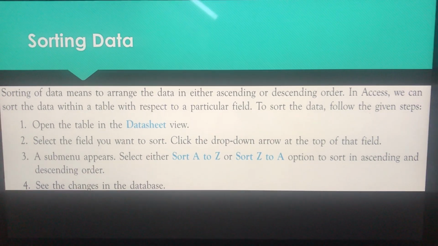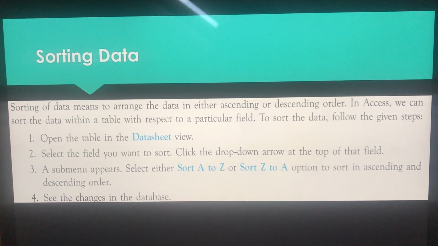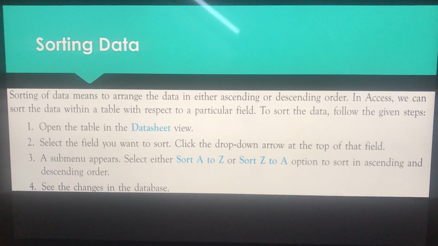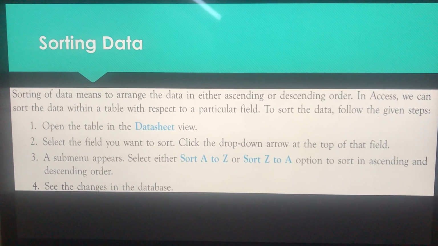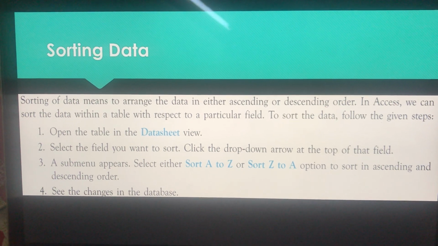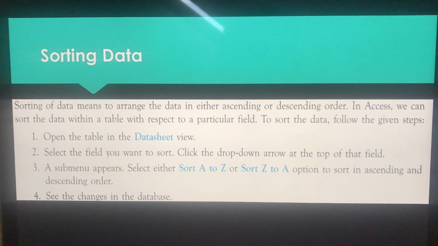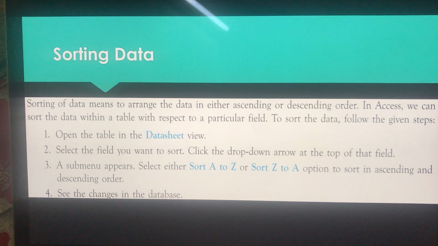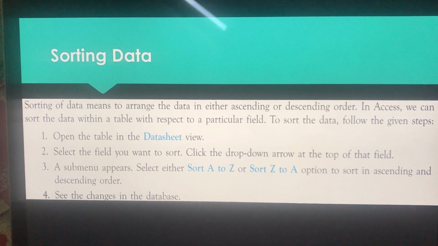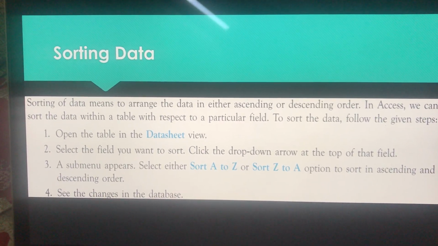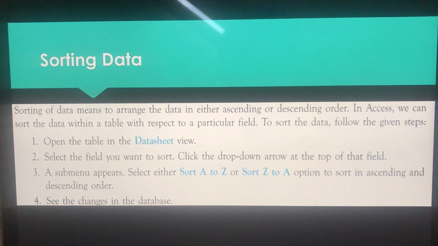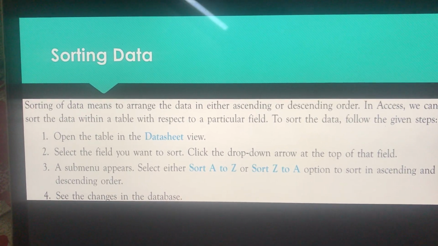Now the next option and the last topic of this chapter is sorting data. Sorting basically means rearranging your data in either ascending or descending order. In MS Access we can sort the data within a table with respect to any particular field. These are the steps that you have to follow.